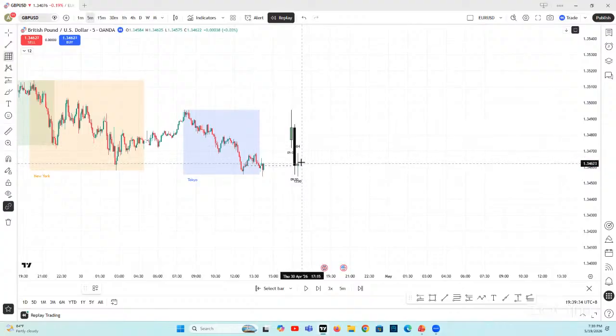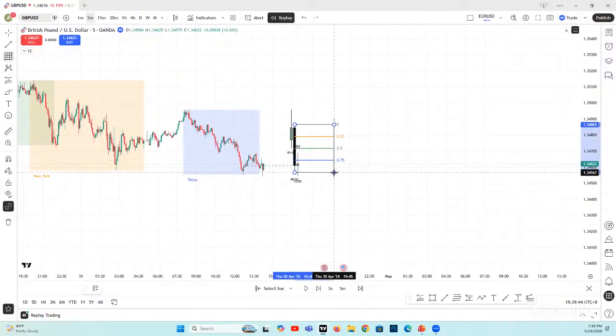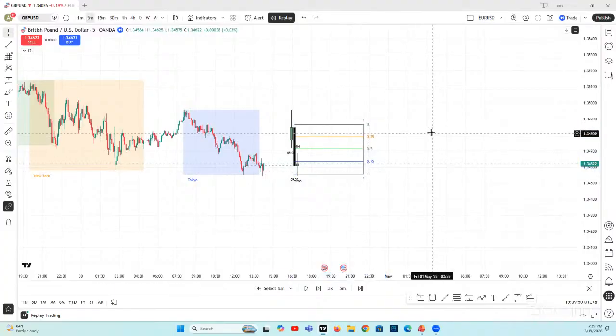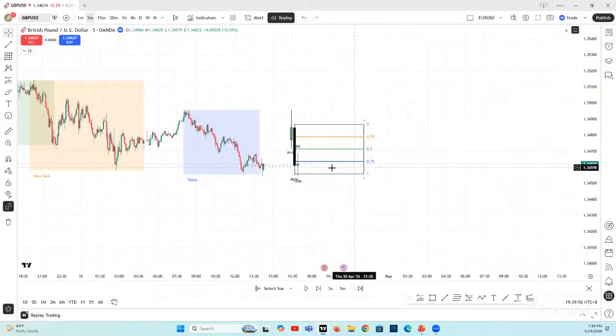So for example, this candle. Since this is a bearish candle, you will go from the top to bottom, and you just drag it like that. That's it. Now you have your 0.25, this is the 50%, and 0.75, which is now like the danger zone I was talking about.